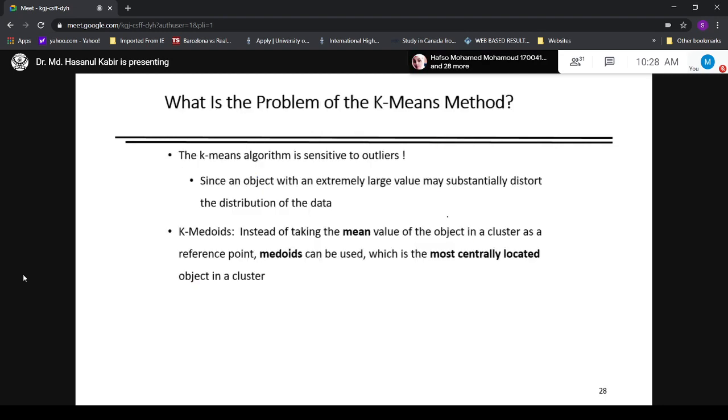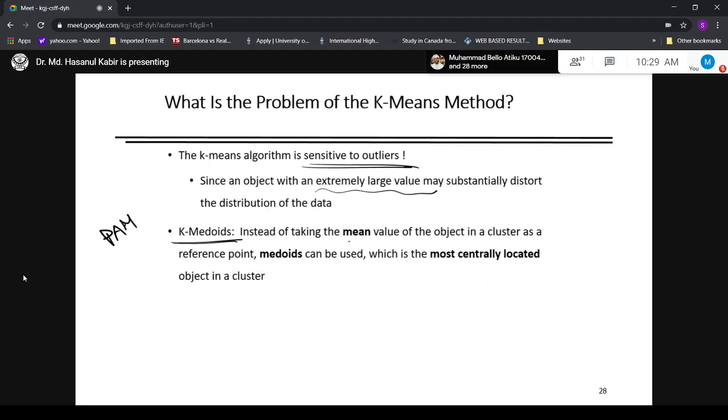Anyway, so already we have talked about the problem of this K-means clustering algorithm. It is very sensitive to outliers. Since it is very sensitive to outliers, what should we do? We want to take care of these extremely large values because they will distort and pull the mean towards them. So that's why we'll be talking about the K-medoid algorithm. It is basically known as partitioning around the medoid.